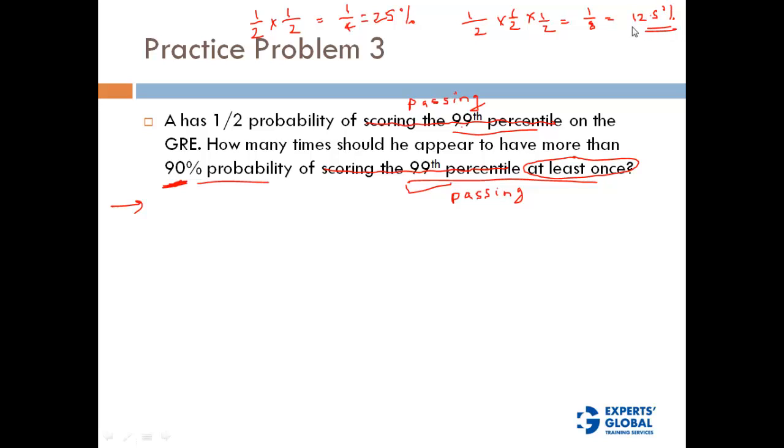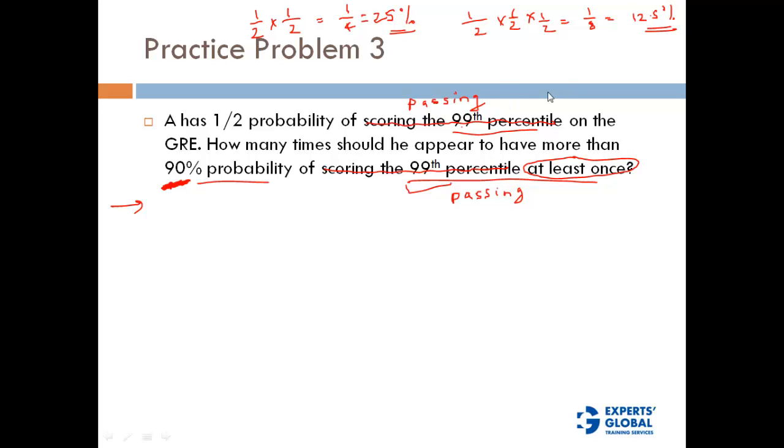So the more number of times he takes it, his probability of failing is going to reduce, right? So that is why he decides to take the GRE more number of times, but now he wants to make sure that he has 90% probability of passing at least once. He wants to pass at least once with a 90% probability, correct?